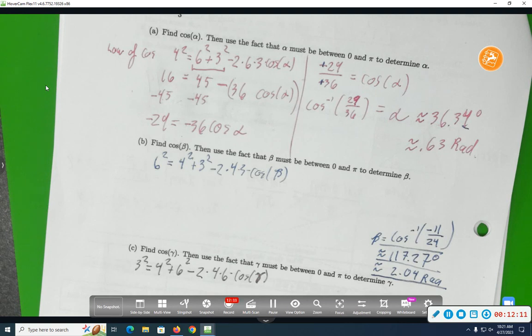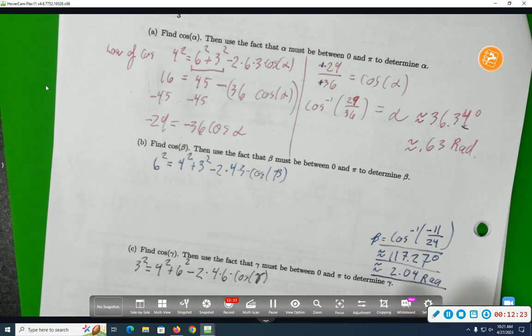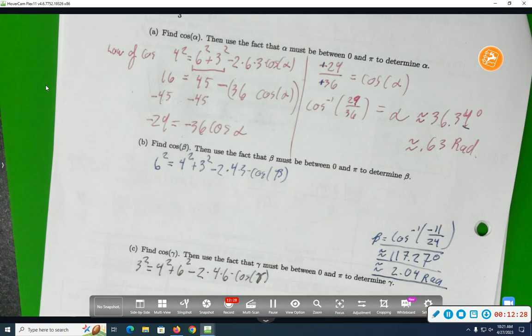All right. How about gamma? I got inverse cosine of 43 over 48, or about 26.38 degrees. I did not get anything in radians. 26.38, you said? Yes. Cool. Anyone get it in radians? 0.46 radians. Nice.